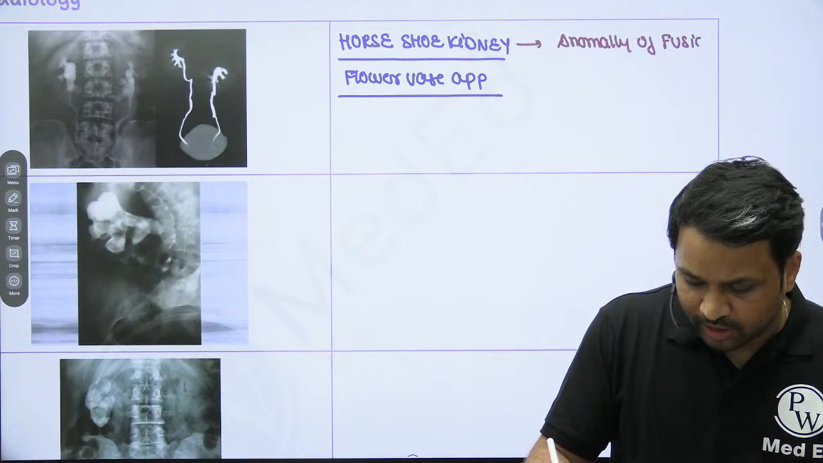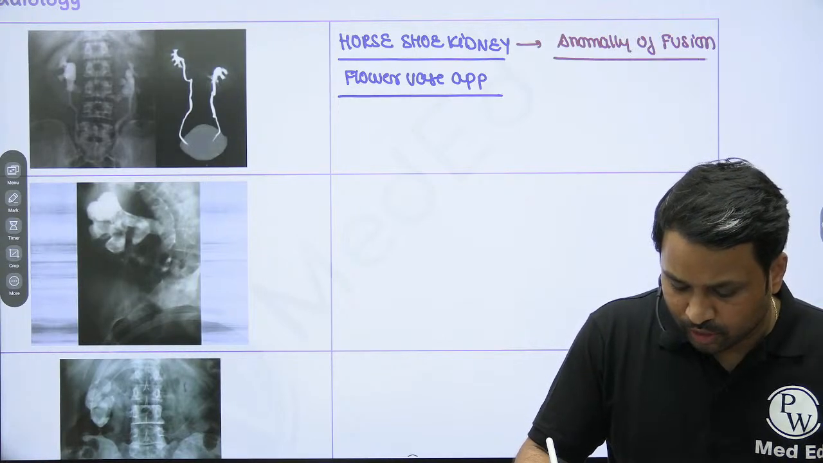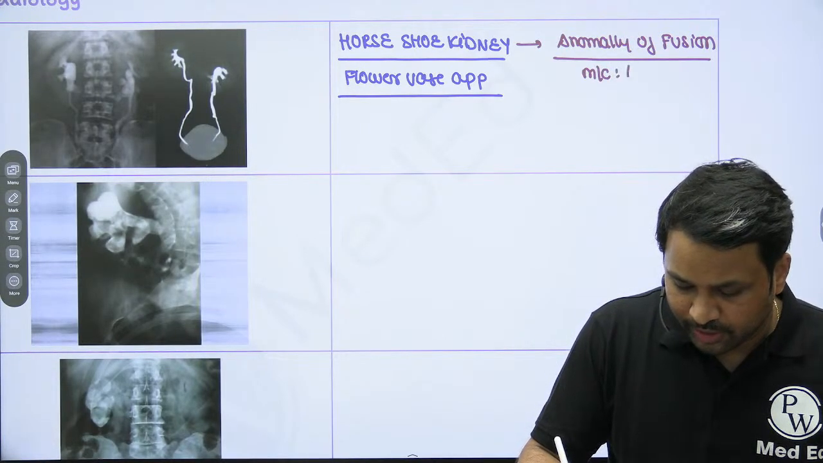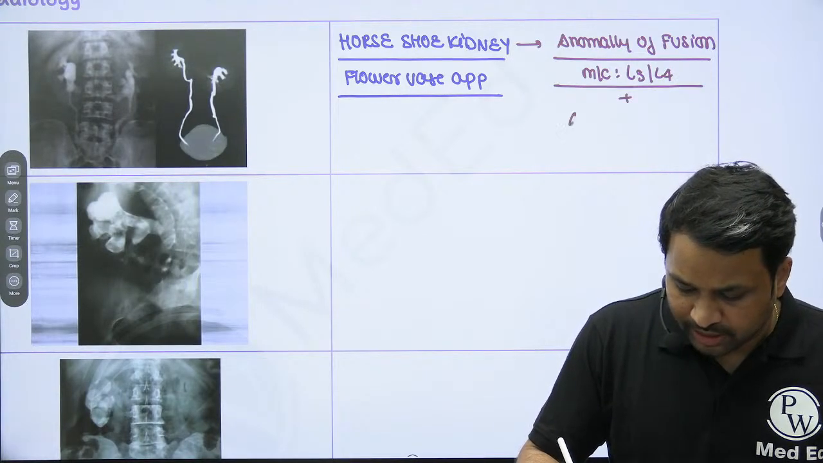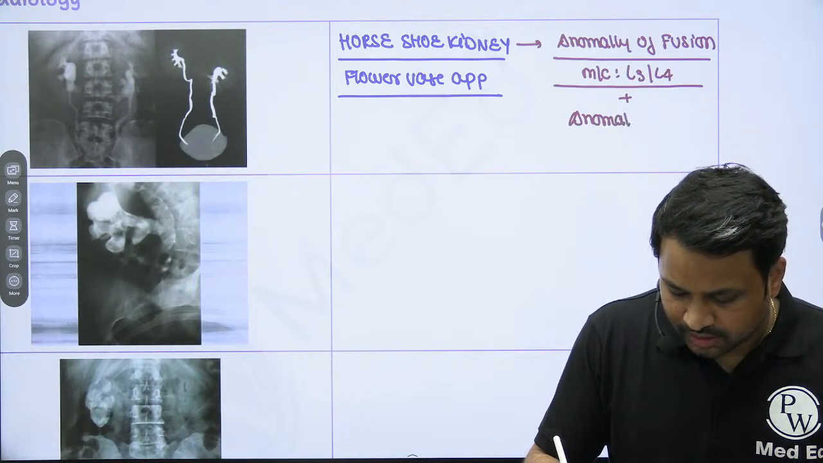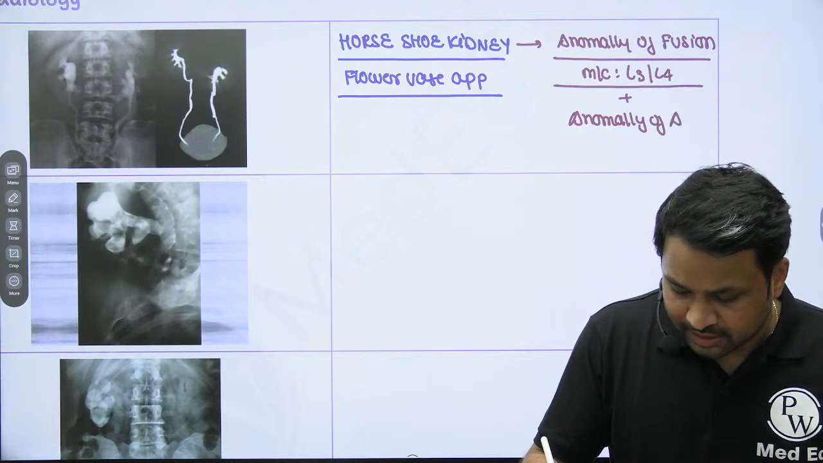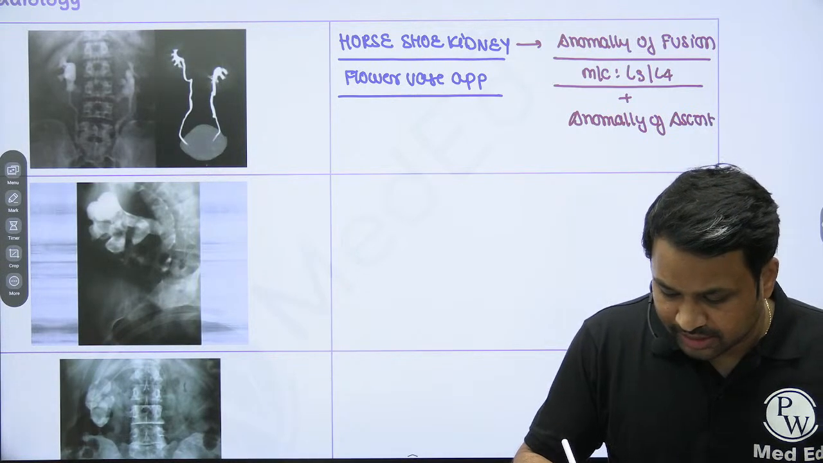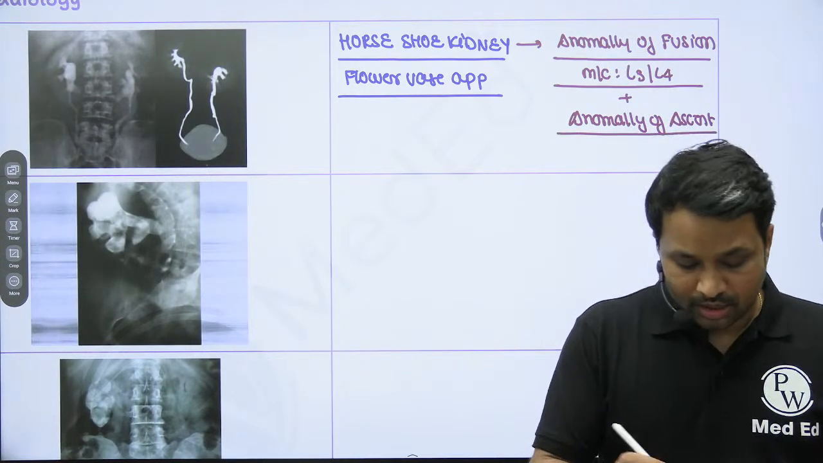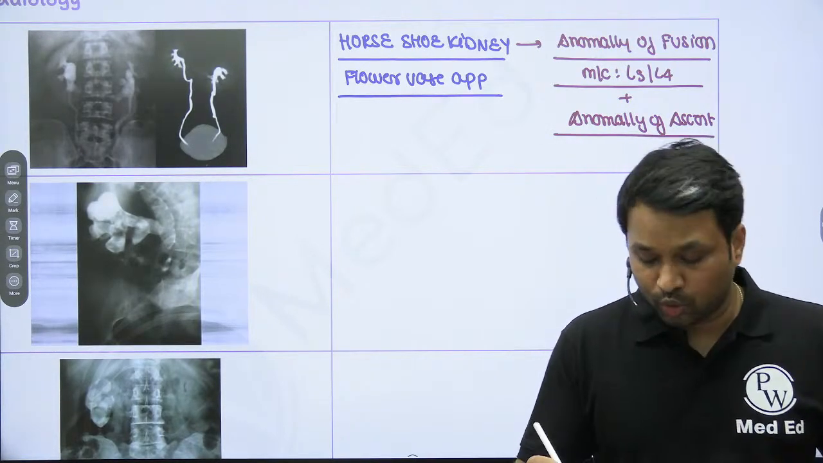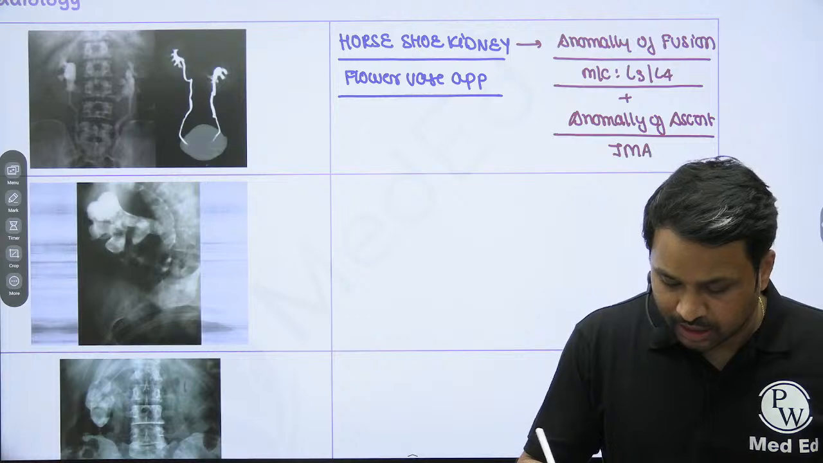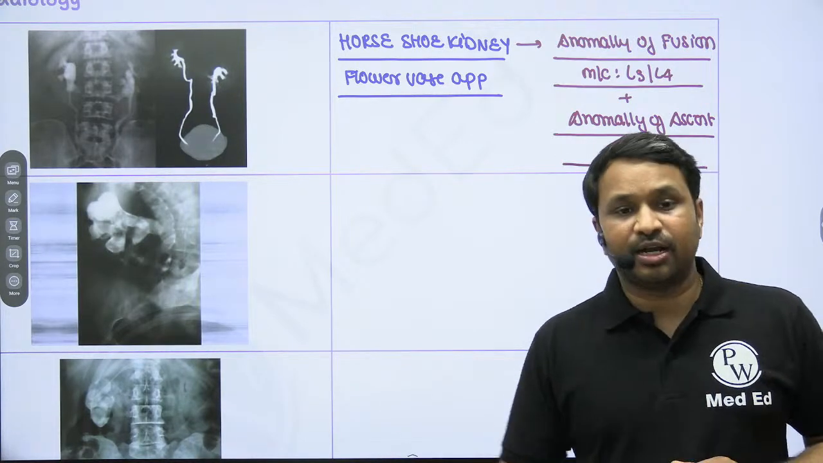अब ये जो anomaly of fusion है, the most common site is going to be between L3 as well as L4, ठीक है, with anomaly of ascent. The anomaly of ascent means it is not able to move upwards. It fails to move up, and the anomaly of ascent is due to the inferior mesenteric artery. So it is the inferior mesenteric artery which prevents its ascent.